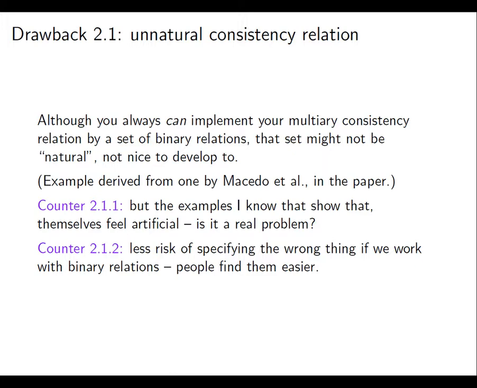But I think probably the crucial counter here is that people find it much easier to work with binary consistency relations without making mistakes than they find it to work with multiary consistency relations. And one of the reviewers of this paper said something to this effect, and I think this is absolutely right. There's no point in having a wonderfully expressive language if people can't actually use it to express the things that they think they're expressing. And that's, I think, the best argument for saying maybe, even if it's not always ideal, we might be happy to restrict ourselves to working with binary consistency relations via binary implementability.